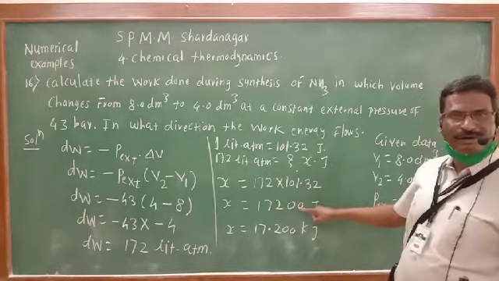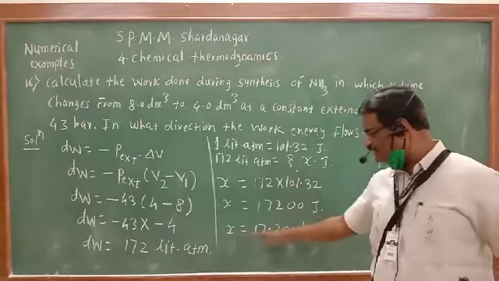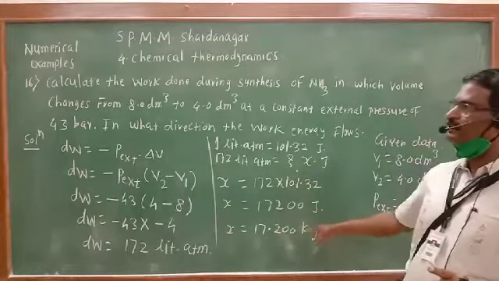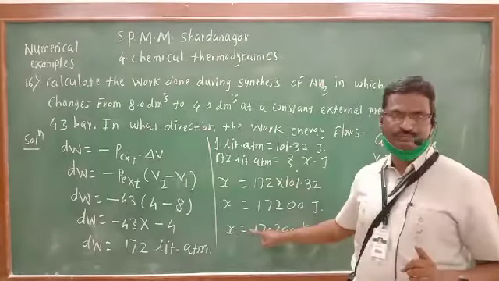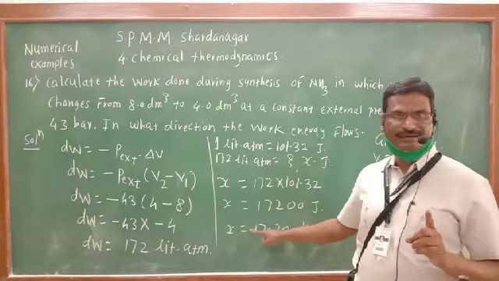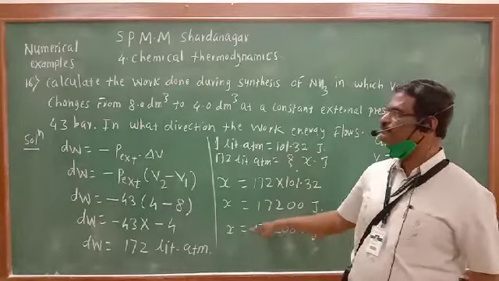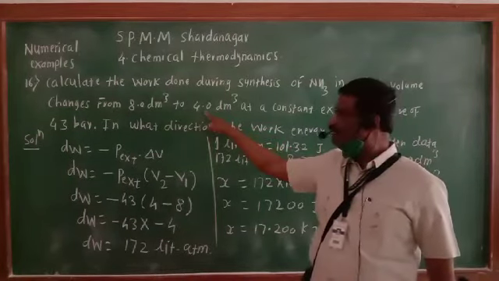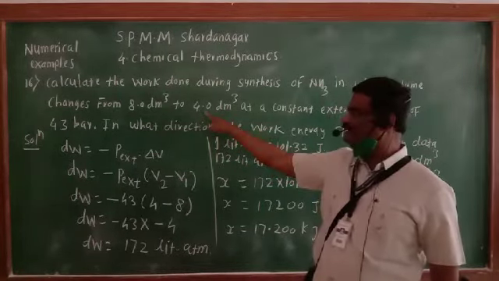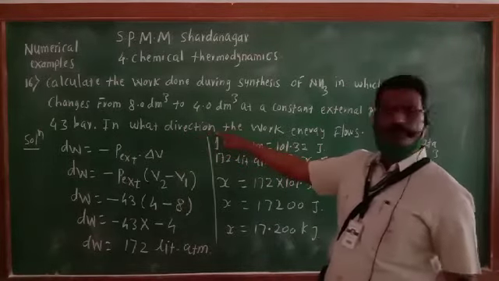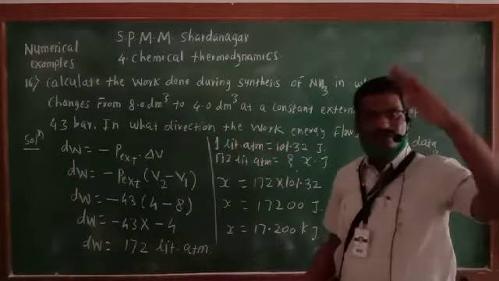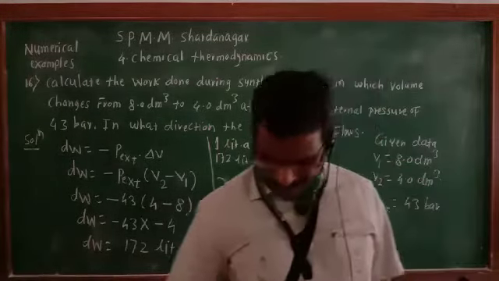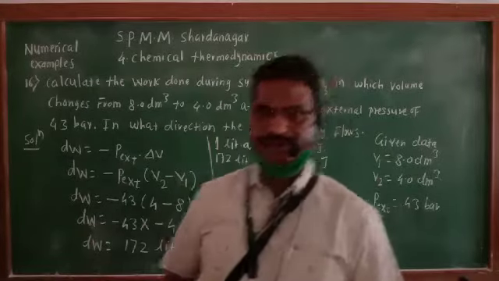So if this is divided by 1000, we will get the answer x is equal to 17.2 kilojoule, and this is nothing but the work done, work of compression, because it is positive. We are getting the positive answer. Therefore this is work of compression, because volume changes from 8 decimeter cube to 4 decimeter cube. Volume decreases. This is a compression process, and during compression we know the direction of work done is from surrounding to system. So this is the solution of problem number 16. Now let us see problem number 9.